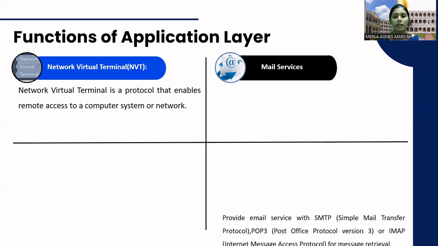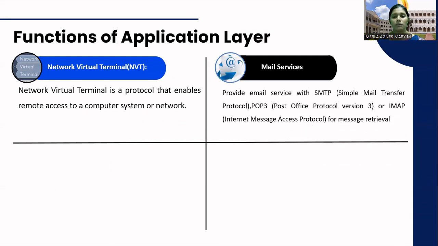And the second is the mail services. We have 3 different types of protocols for mail services: SMTP, Simple Mail Transfer Protocol, which is used to send the mail; POP3, Post Office Protocol version 3, which is used to download the mail; and IMAP, Internet Message Access Protocol, which is used to access the mail services.